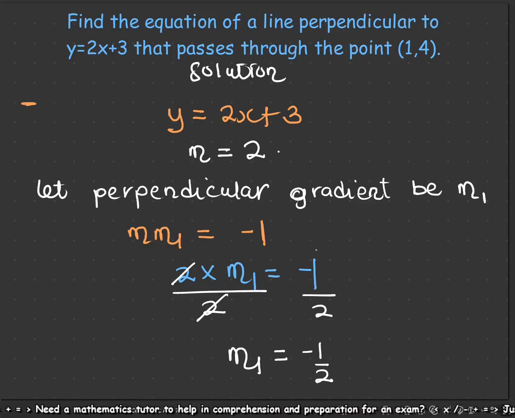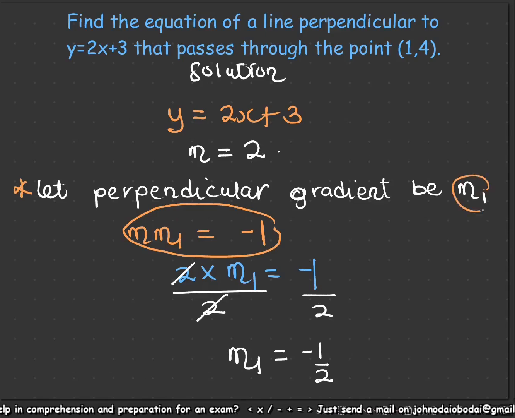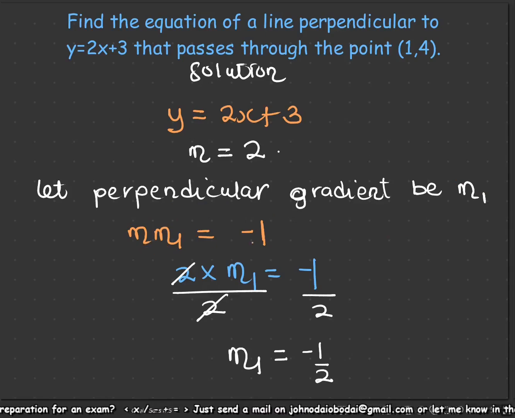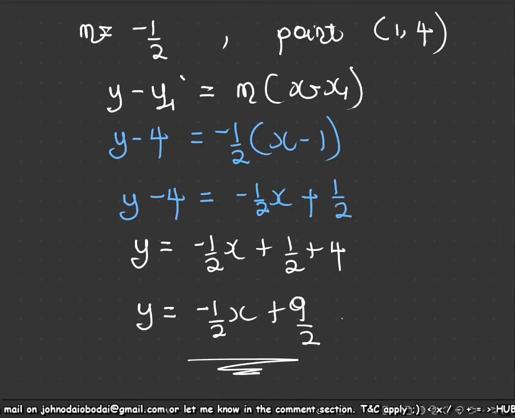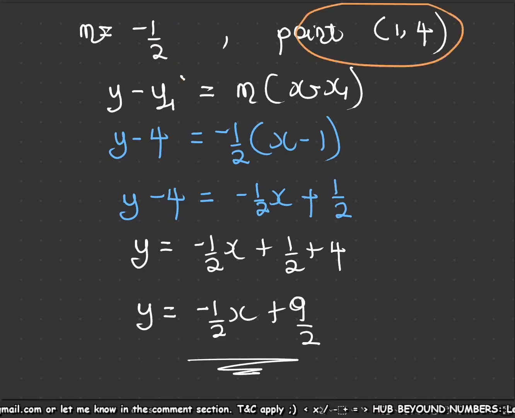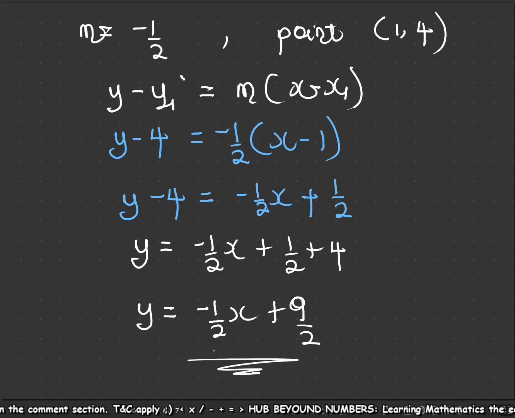Or if you want to solve, you can just go straight forward and say, okay, let the perpendicular gradient be m1 over here. Then it means their product is -1. And if their product is -1, making m1 the subject, I'm going to get -1 over 2. Now I have my gradient and I have my point. So using the slope point equation, I'll then solve for the equation of my line.